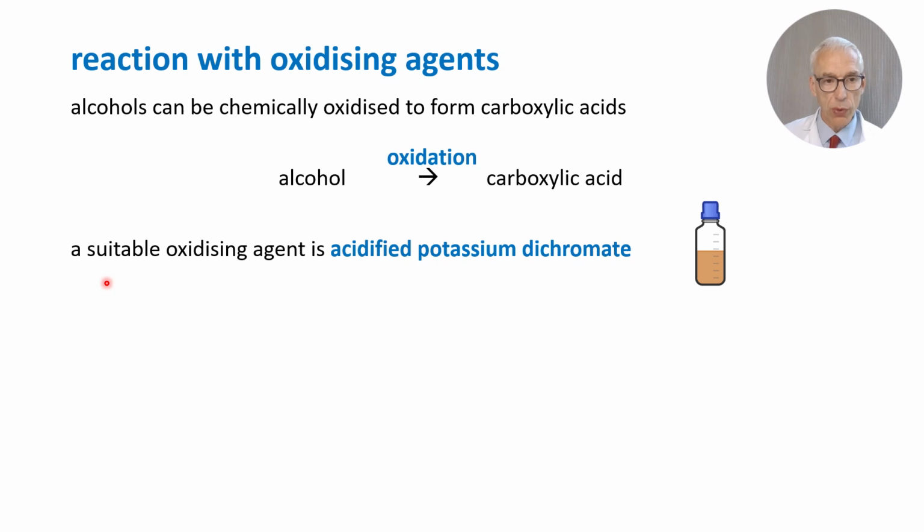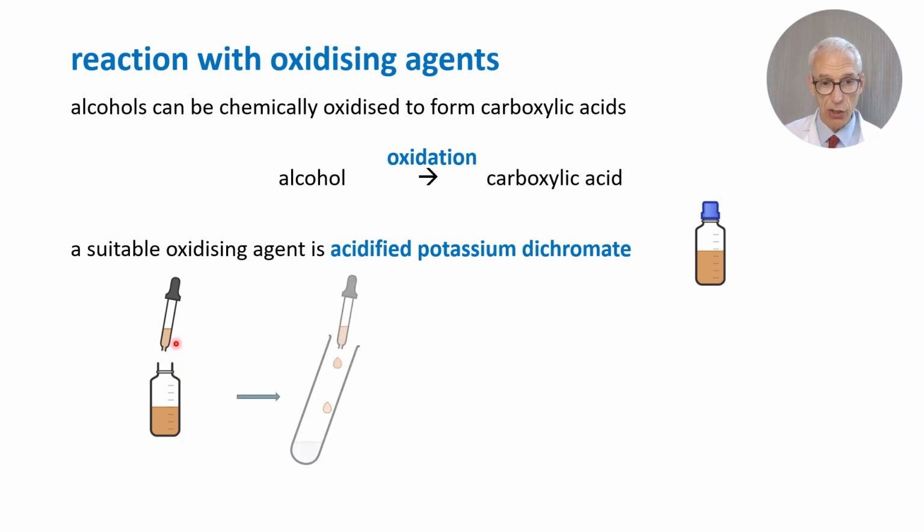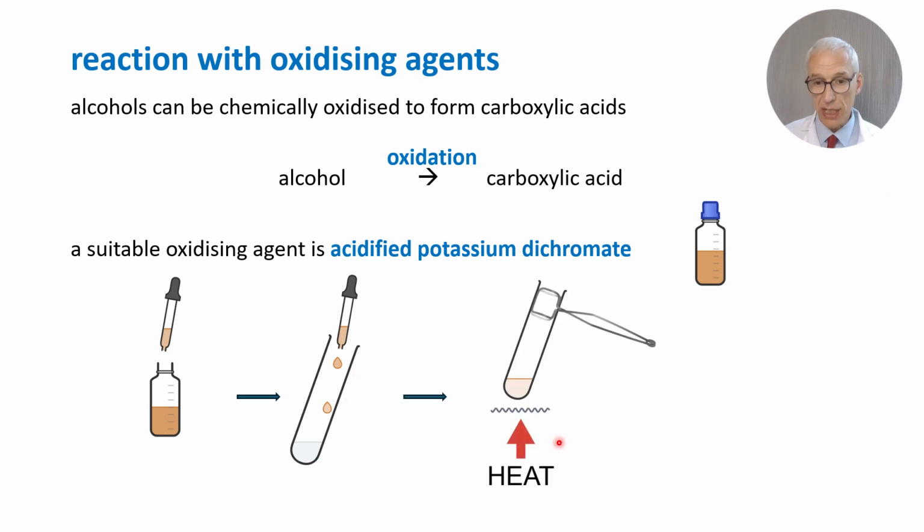Now, what would be a suitable oxidizing agent? Well, there's more than one, but acidified potassium dichromate will do the job. You are expected to recall that acidified potassium dichromate is orange in color. Now, you may have done this in your classroom, in your laboratory. Collect some acidified dichromate, add drops of it to a sample of an alcohol, and warm the mixture.